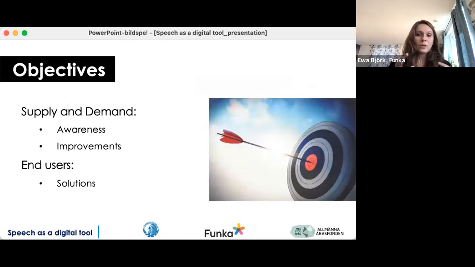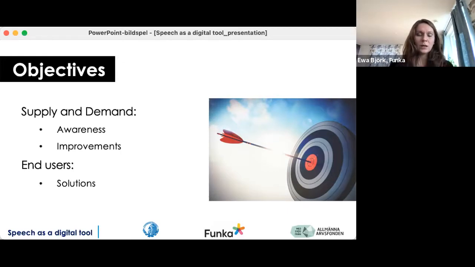So what are the objectives of the Speech as a Digital Tool project? I can put it like this, I think, that we're focusing on two groups. So the first one is supply and demand side. And here the goal is to increase awareness and make improvements to the target group's needs at those who are either buying and using technology that is voice controlled, or those who are actually producing and supplying this kind of technology.